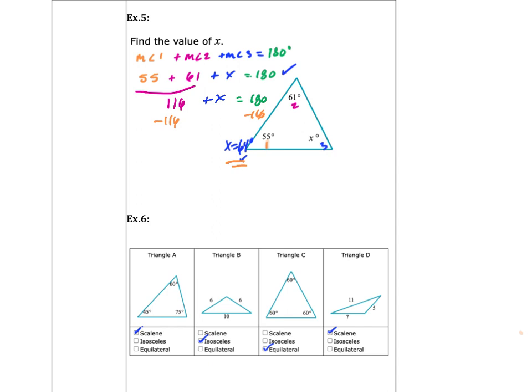Okay. And if we check, we add 64 plus 61 and 55. Those should all add up to 180 degrees, because in a triangle, the sum of all the angles equals 180 degrees. That's the rule that you need to understand for the next 4 years.